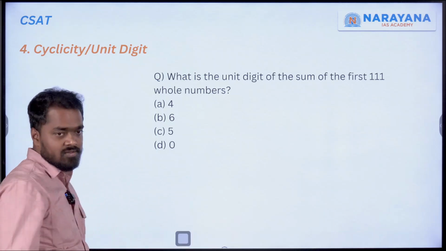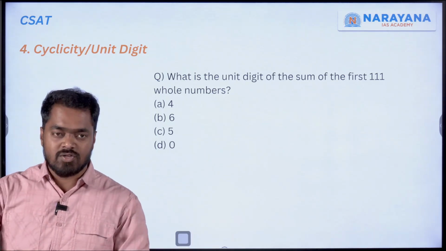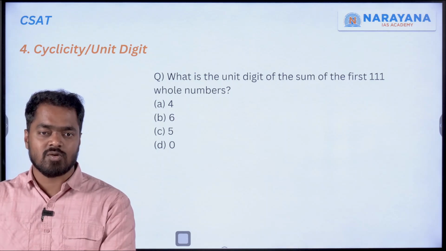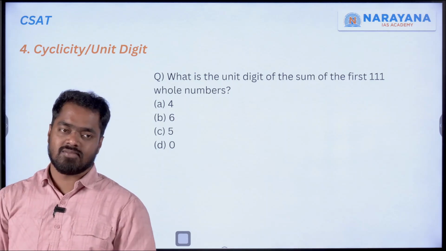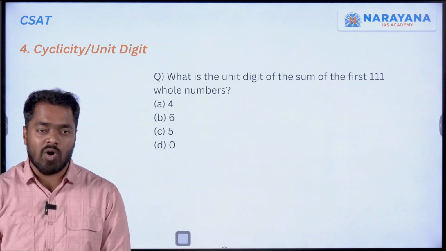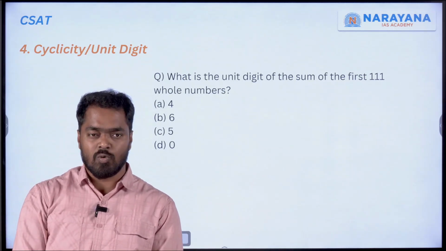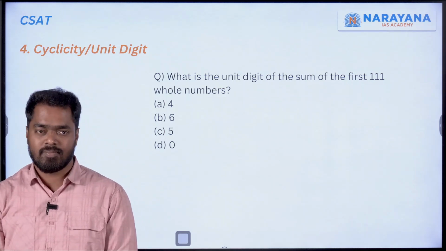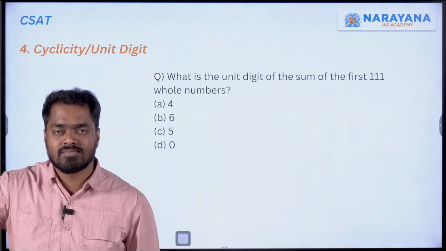The next question. Try to solve this one. What is the unit digit of the sum of the first 111 whole numbers? Here you have to use what are whole numbers, what is the sum of the first 111 whole numbers, and what is the unit digit of that particular sum. Try to solve it.